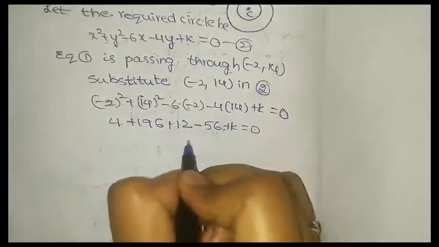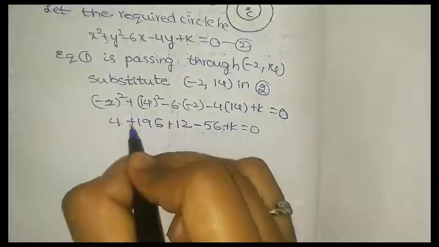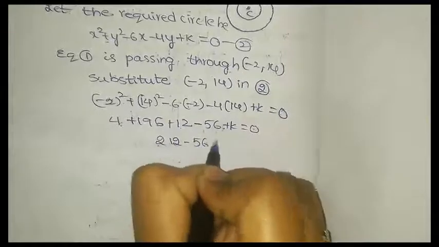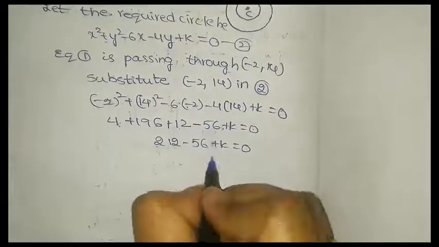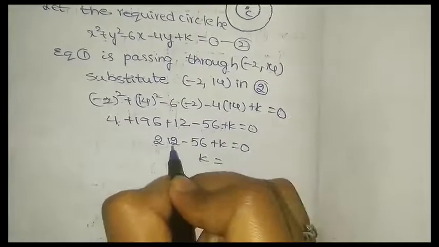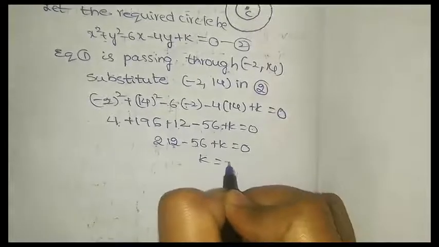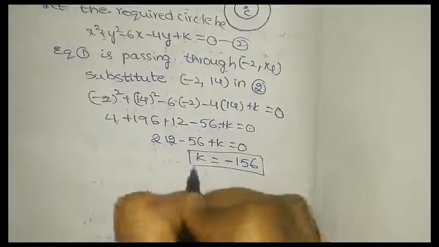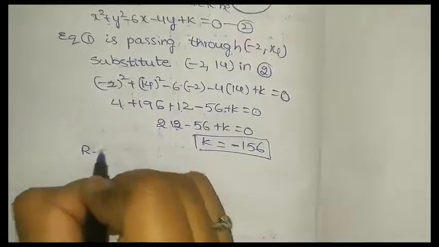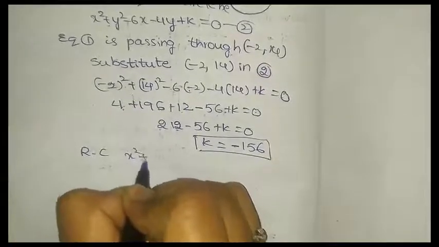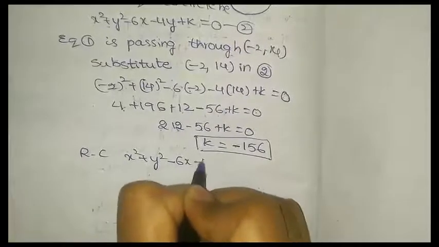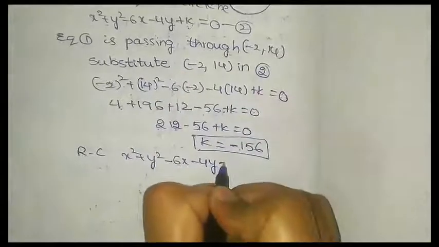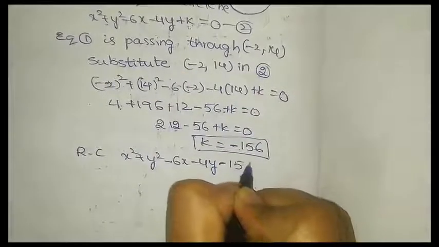From this, 196 plus 4 is 200, plus 12 is 212, minus 56 plus k is equal to 0. So k is equal to minus 156. So the k value is this. So the required circle is x square plus y square minus 6x minus 4y, and only the constant changes. We find the constant value is minus 156, equal to 0.